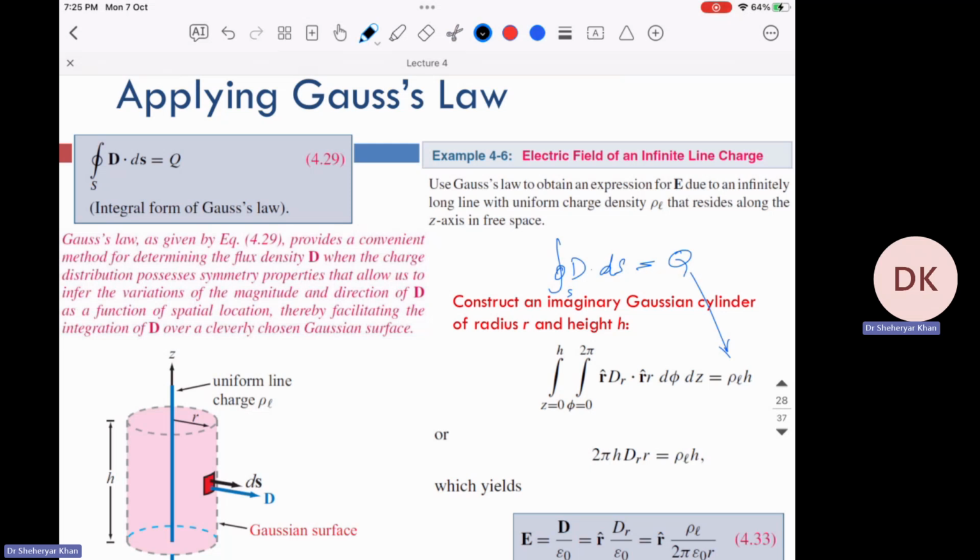So if you integrate dφ from 0 to 2π, you will get 2π. And if you integrate dz from 0 to h, you will get h, right? Or you can directly write 2πh. That's the total circumference. So you can cancel h and h here, and you can find out the rho L, right? Now, how to find the electric field?